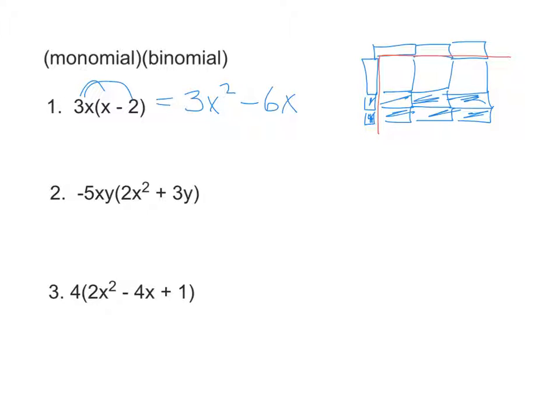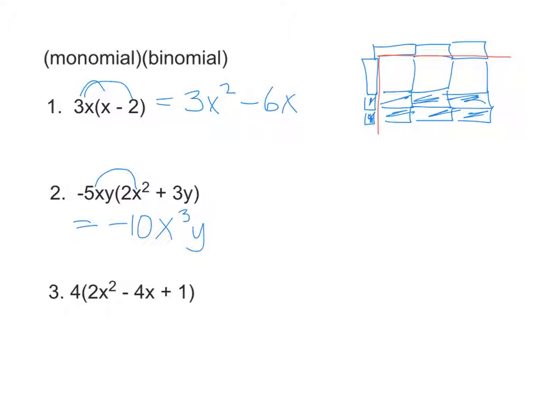How about number 2? Let's look at that. So we're going to do negative 5xy times 2x squared to start with. That's going to give us negative 10, because negative 5 times 2. What should the power on the x be? 3, because it's 1 here plus 2. And then the y is just going to remain as a y.